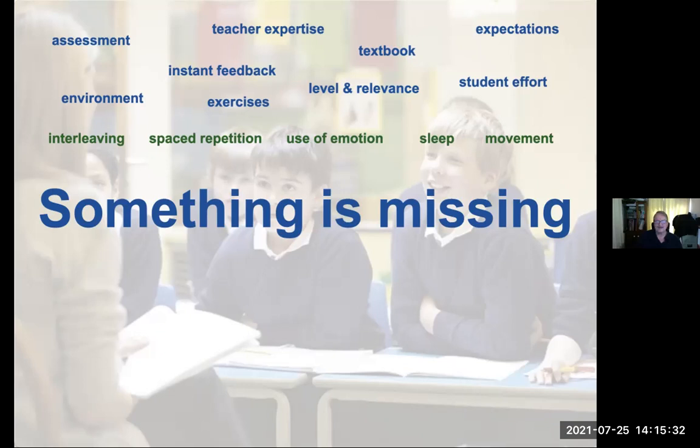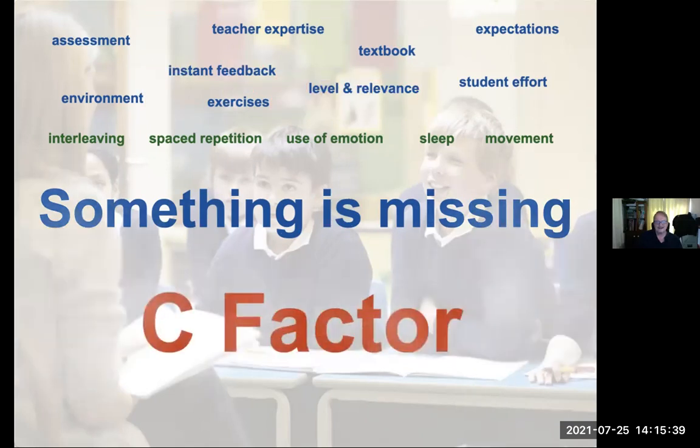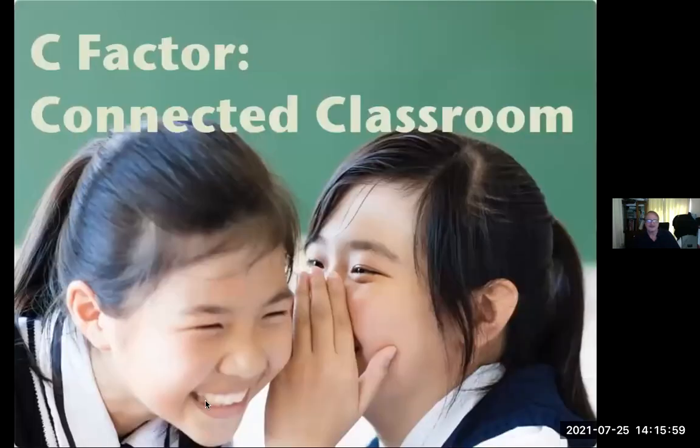There's something missing. And that's what I call the C factor. And some of you mentioned it, actually. There's actually a lot of people mentioned it. Some people said rapport, or the way the students are willing to interact with each other, things like that. And to me, the C factor is the connected classroom, the connections. I don't mean connected like internet connected.